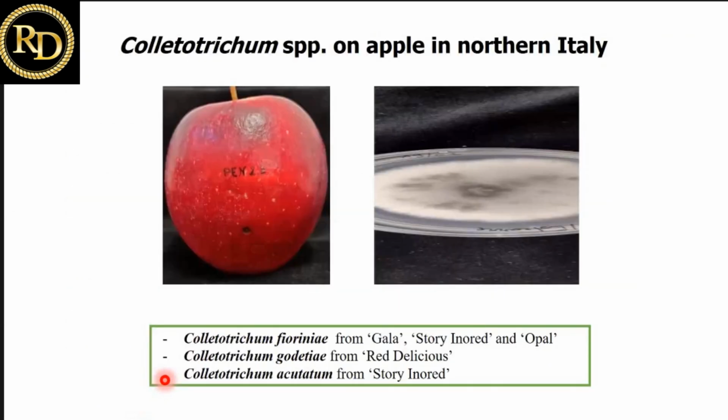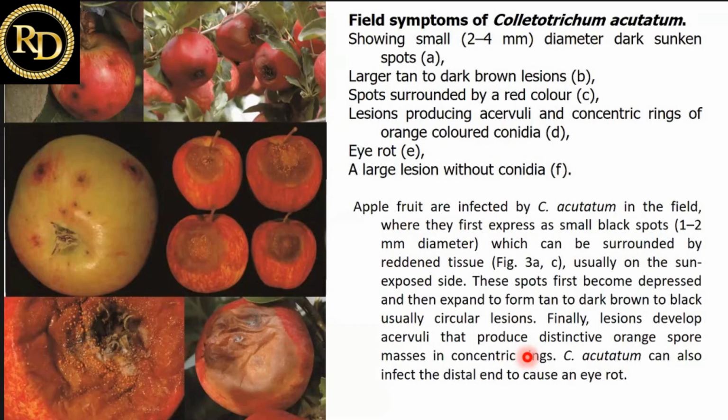In our region, in northern Italy, we have Colletotrichum fioriniae, godetiae, and acutatum on different apple varieties. I show you some symptoms from the fruit. First, we have some small lesions, which are dark, sunken. Then we move to larger lesions. Sometimes the spots are surrounded by red color. So this is very similar also to Alternaria.